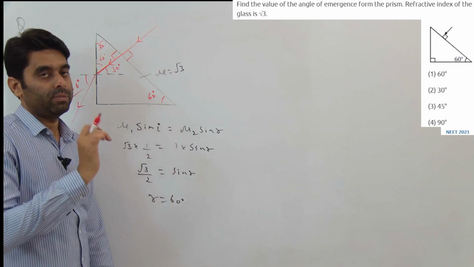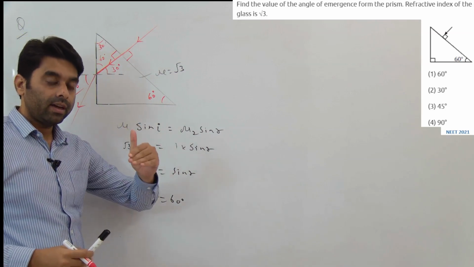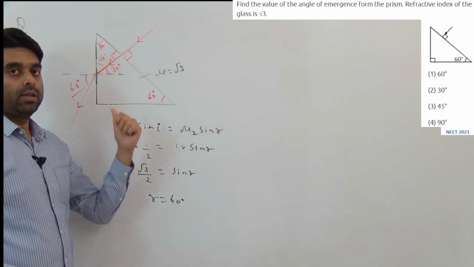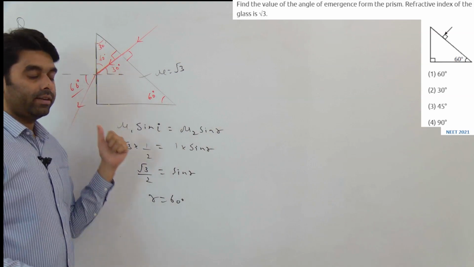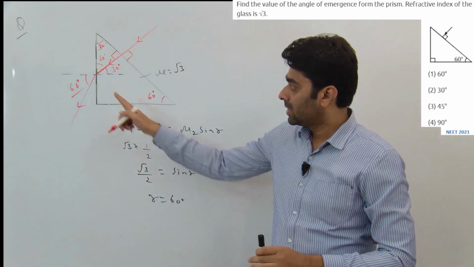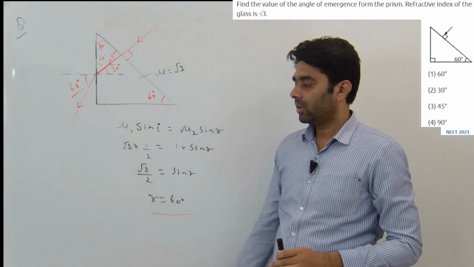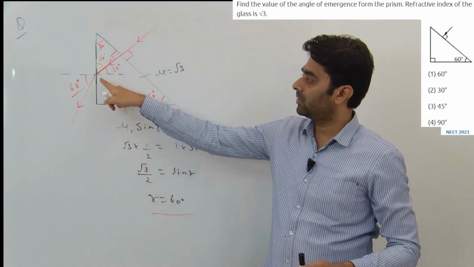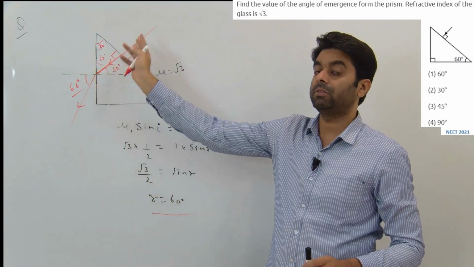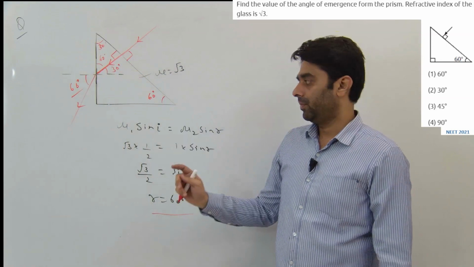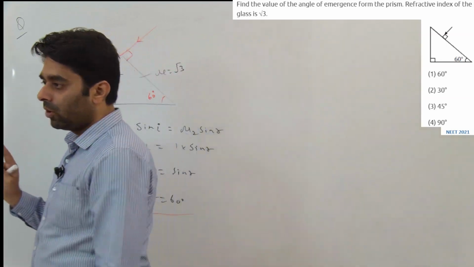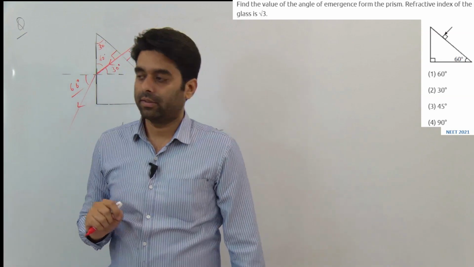So the angle of emergence means the angle with which the light ray is coming out. In this case, it is 60 degrees. We calculated this, and you can call it r, or e. Basically, this is the angle of refraction at the second surface, which is also our angle of emergence. Fine. So which option is given? Option number 1. Option number 1 is our correct answer.